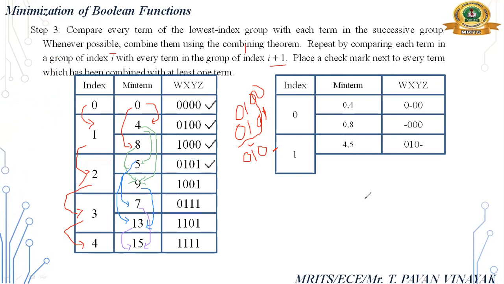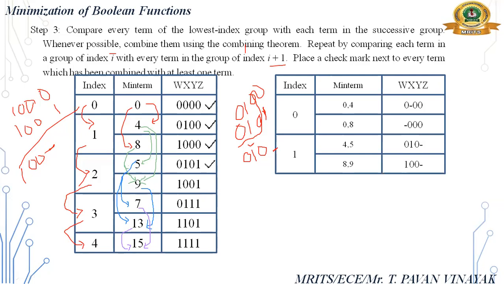Now you have to check 8 and 9. 8 value is 1, 0, 0, 0. 9 value is 1, 0, 0, 1. If you combine 8 and 9, you get 1, 0, 0 dash. So now put a tick mark for 9.